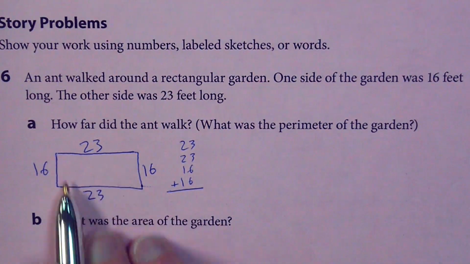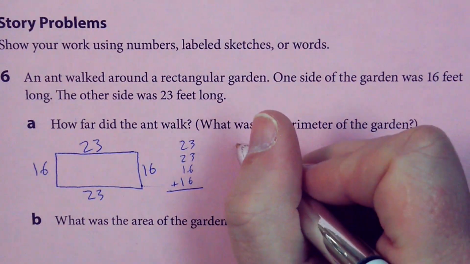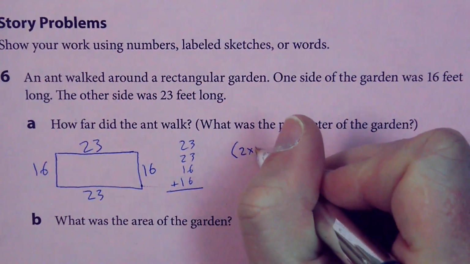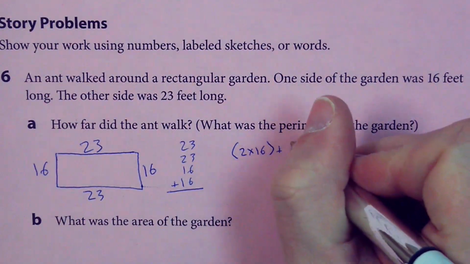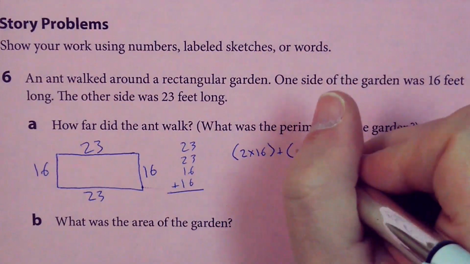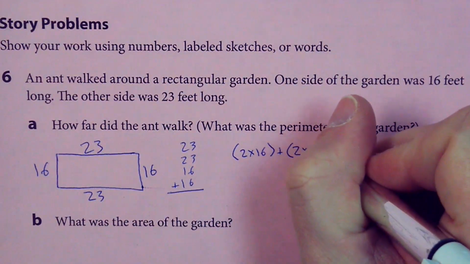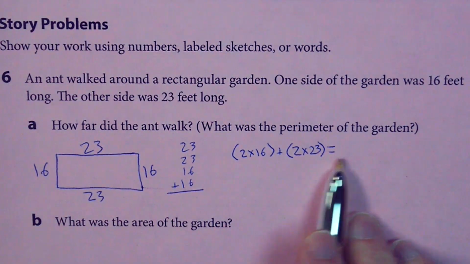Or you could use our perimeter formula, which works pretty well too, where you could do 2 times 16, right? Because you're going to count 16 twice. And you're going to add that with our 2 23s. So you're going to count 23 2 times.